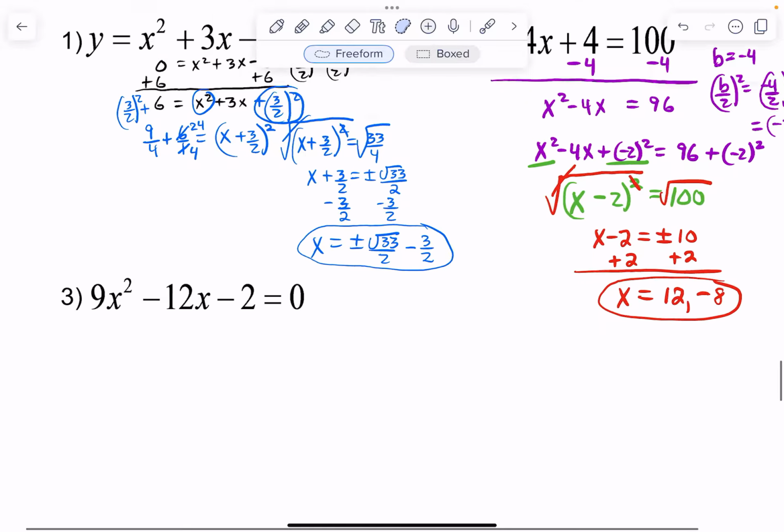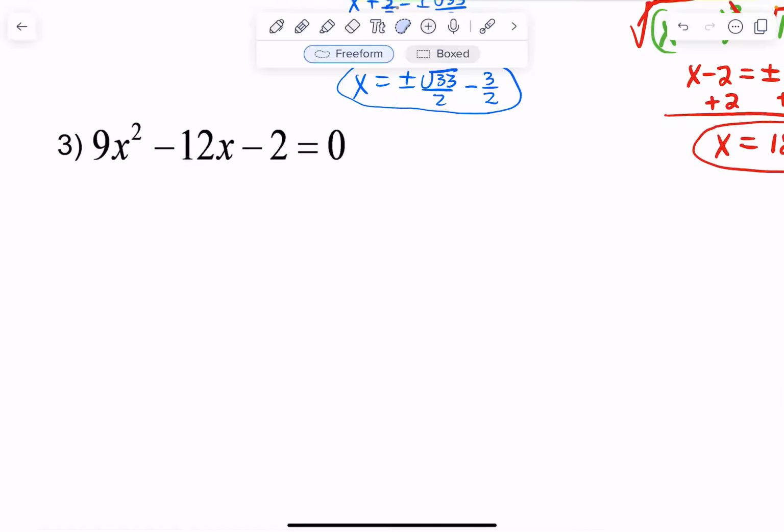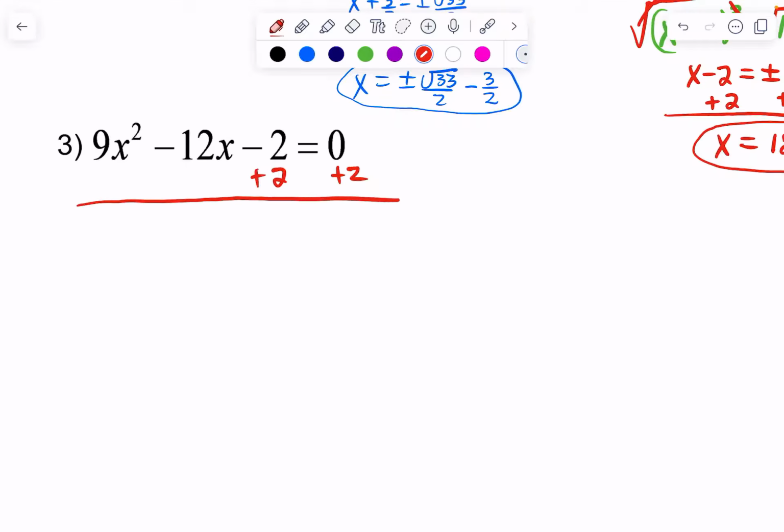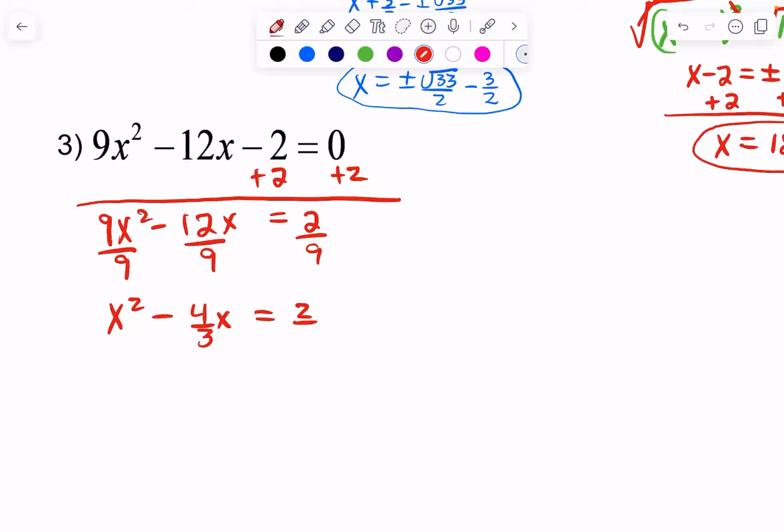All right, perfect. So first things first is isolate the ax squared and bx. So I'm going to go ahead and add 2 to both sides. I've got 9x squared minus 12x equals 2. I'm going to go ahead and divide by 9 since it's not 1 this time, leaving me with x squared minus 4/3 x equals 2/9. Now, my b in this case is negative 4/3.